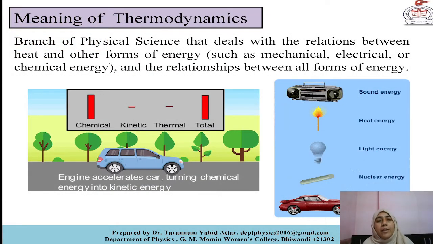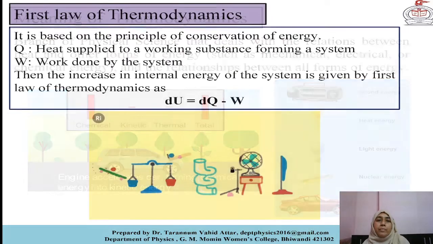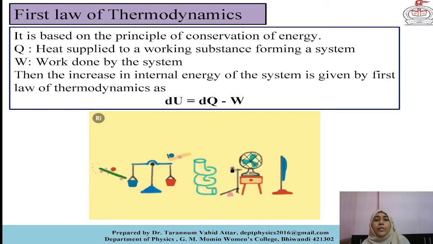First, we need to understand the meaning of thermodynamics. It's a branch of physical science that deals with the relations between heat and other forms of energy, such as mechanical, electrical, or chemical energy, and the relationships between all forms of energy. The first law of thermodynamics says that dU is equal to dQ minus W, where Q is the heat supplied to the working system, and W is the work done by the system. Then dU represents the increase in internal energy of the system.